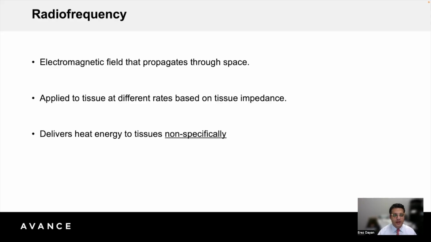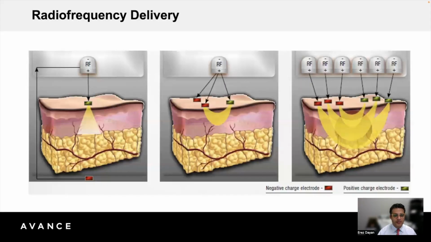And through Ohm's law, certain tissue types are going to generate heat based on their impedance. So for example, if you look at the cross-section of skin, fat and collagen is going to generate more heat preferentially when you pass an electrical current.